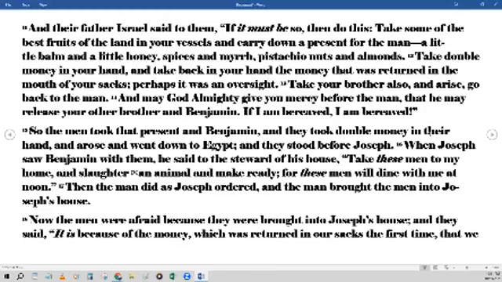And they stood before Joseph. When Joseph saw Benjamin with them, he said to the steward of the house, take these men to my home and slaughter an animal and make ready, for these men will dine with me at noon. Then the man did as Joseph ordered, and the man brought the men into Joseph's house.